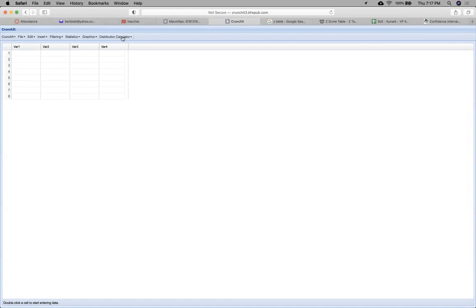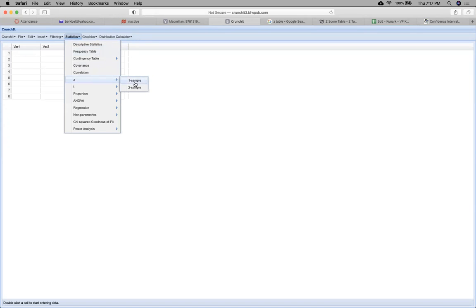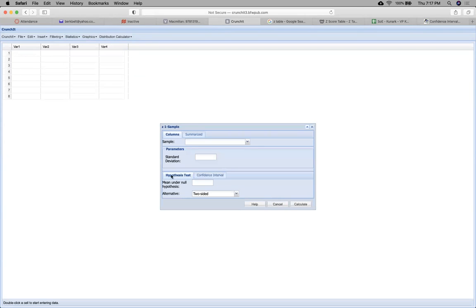Okay, so what we're going to do is as follows. Yes, so Sydney, the method we're about to do will tell us whether or not to reject the null hypothesis. I'm going to go to Statistics, then Z, then One Sample. And we see here we have Hypothesis Test. So was this a two-sided, a less than, or a greater than hypothesis test?